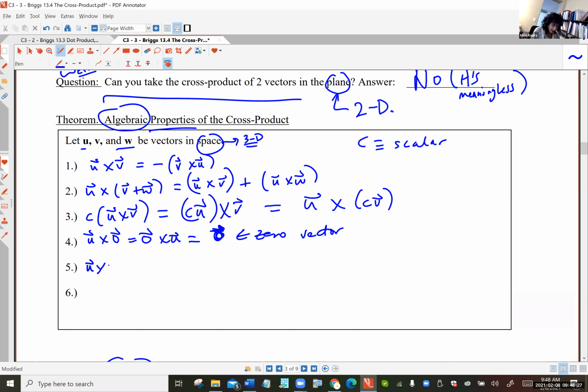Okay, if you take the cross product of a vector with itself, we already did this on the previous page, and I hope you remember, we just get the 0 vector. Fine, and then this, I'm going to put a star by number 6 because it's interesting.